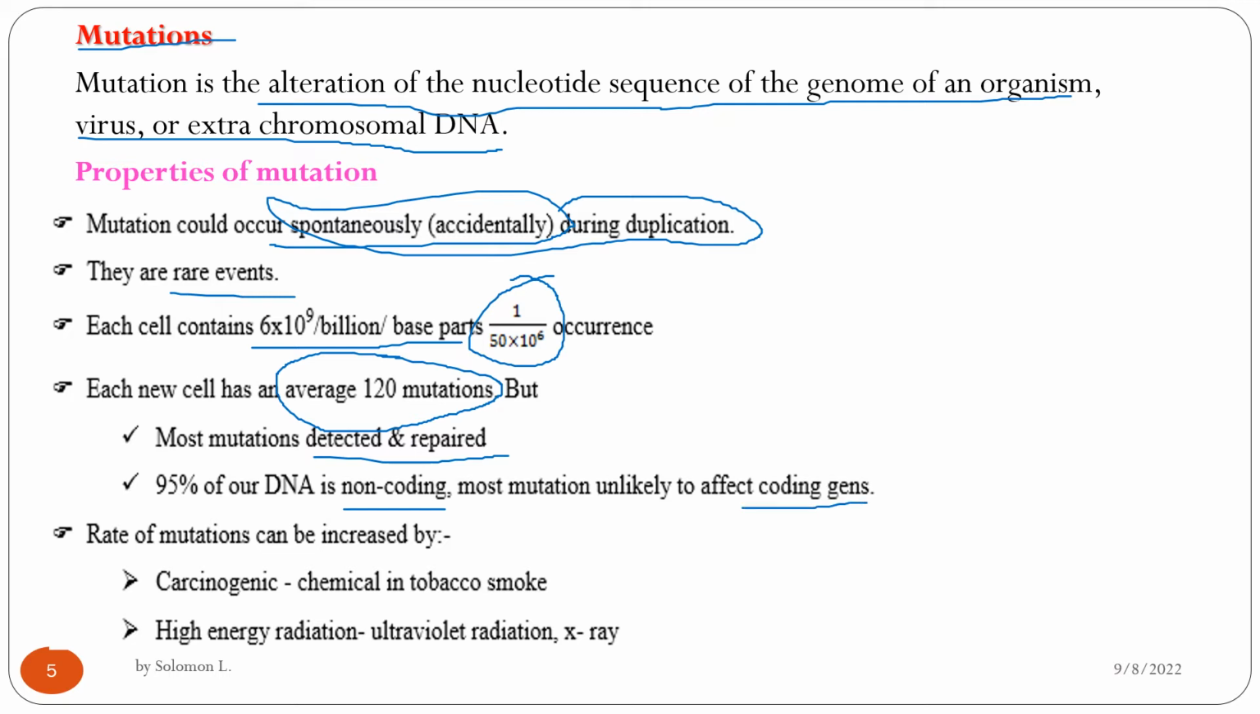There are factors, or conditions, that increase the rate of mutation. For example, carcinogenic chemicals such as chemicals in tobacco smoke increase the rate of mutations. Even high energy radiations such as ultraviolet radiation and X-rays also increase the rate of mutation.